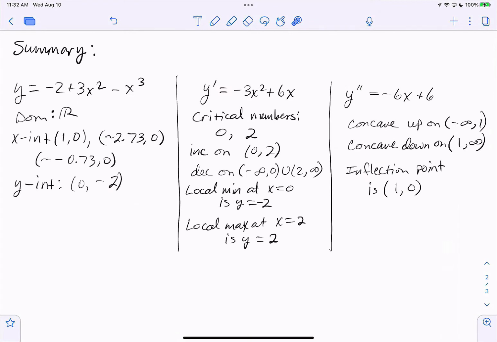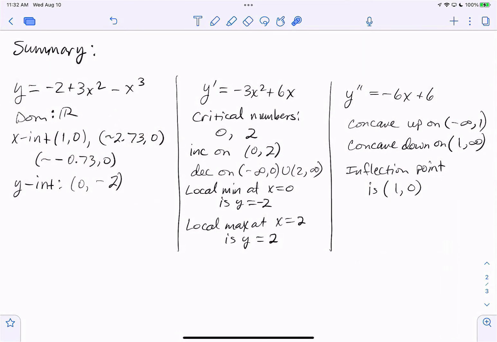I wanted to put it all on one screen in front of us here. So for the function y equals -2 plus 3x squared minus x cubed, we know the domain is all real numbers. The x-intercepts are 1, 0, approximately 2.730, and approximately -0.730. I did that instead of 1 plus or minus square root of 3 because I'm putting these on a graph and I want to know where to plot the points. Y-intercept is 0, -2. That does it for y.